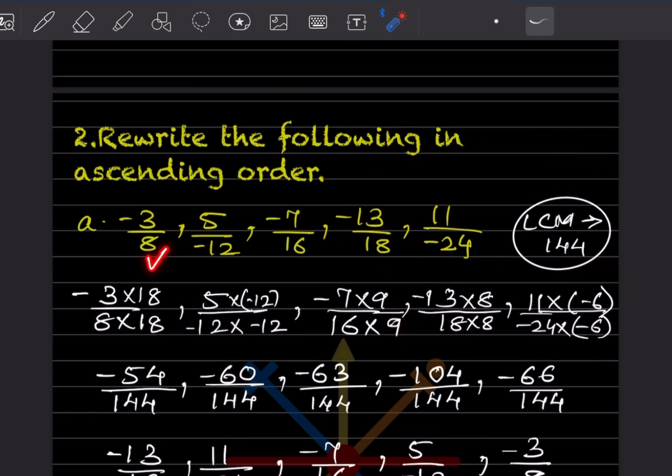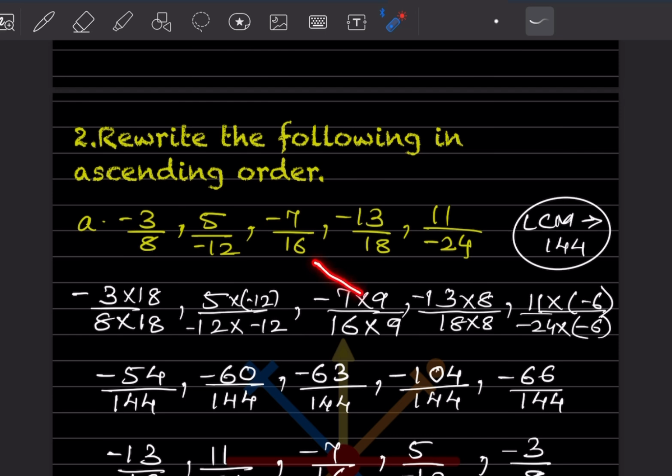So now here 8 into 18 is 144. So this is multiplied by 18. So this also should be multiplied by 18 for this one. Same for here. So here minus 12 is in the denominator. So what did I do to make it positive? Minus 12 into this, I want 144. So minus 12 into minus 12, that is 144. So this is extra minus 12. So here also should be minus 12.